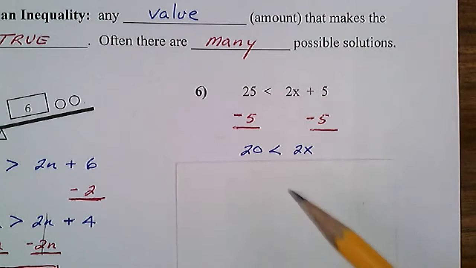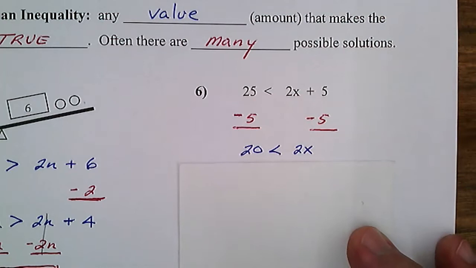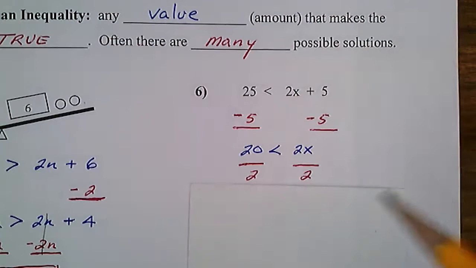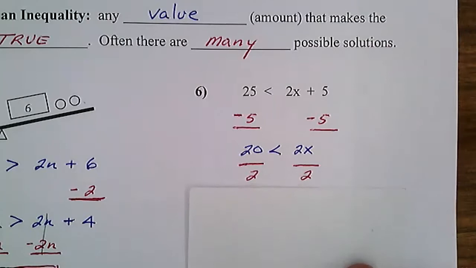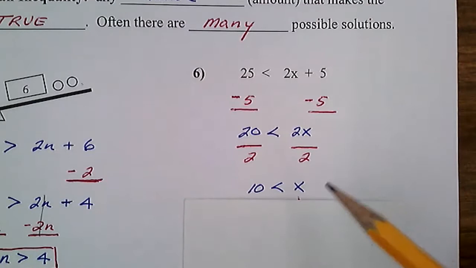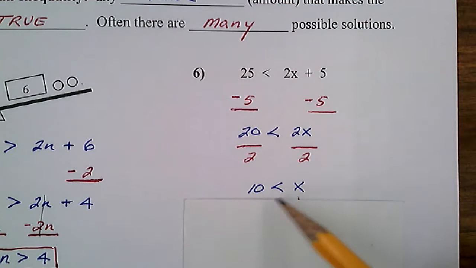I want to isolate my variable. I'm following standard equation solving rules, and so I'm going to do the inverse operation. I'm going to divide by 2. 20 divided by 2 is 10. So now what this is telling us is that whatever x is, it has to be a number greater than 10. We could flip this around.